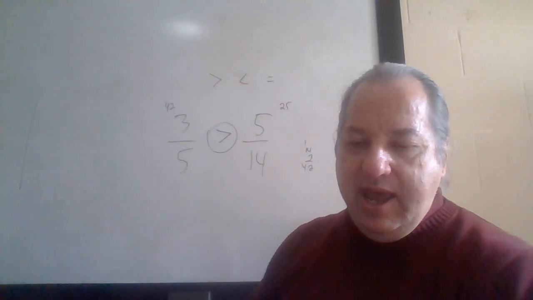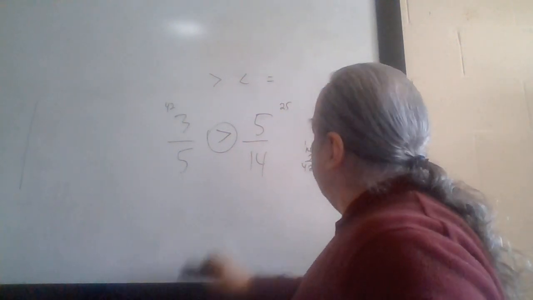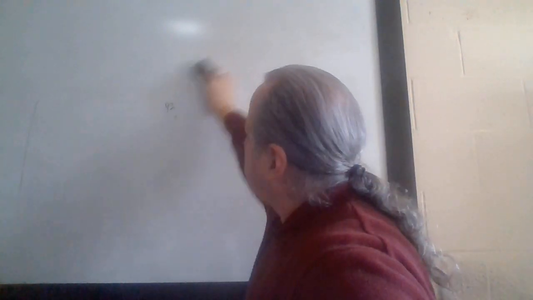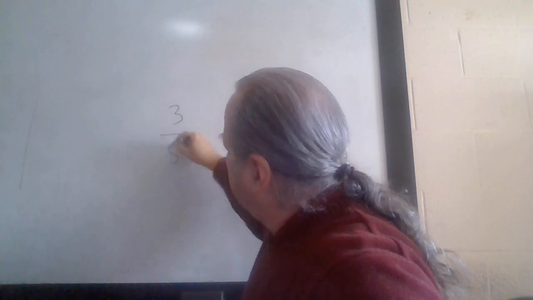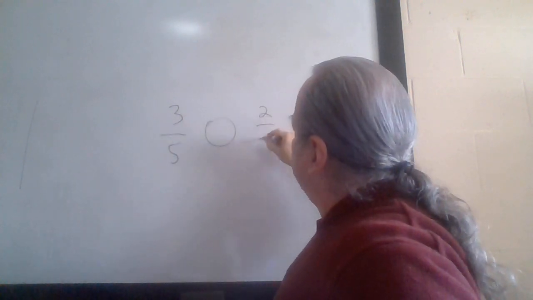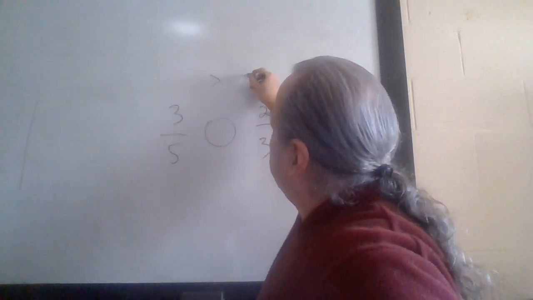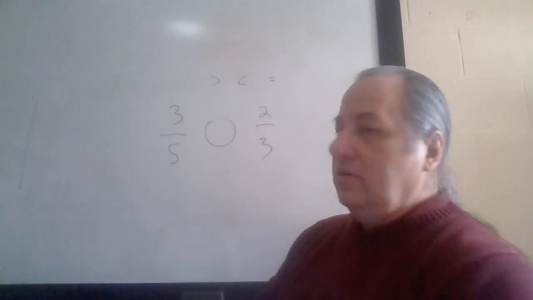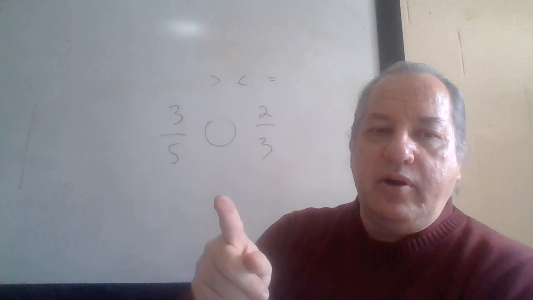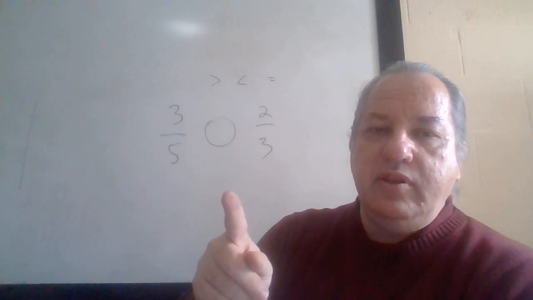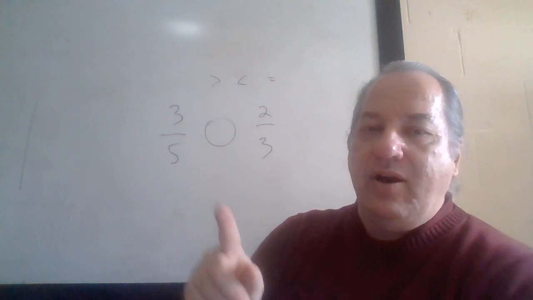All right, so let me have you try one. Let's try this one. We're going to compare 3/5 and 2/3, and you're going to fill the circle in with either greater than, less than, or equal to. So hit the pause button and unpause it as soon as you're done, so you'll continue to see the solution. So hit the pause button now.